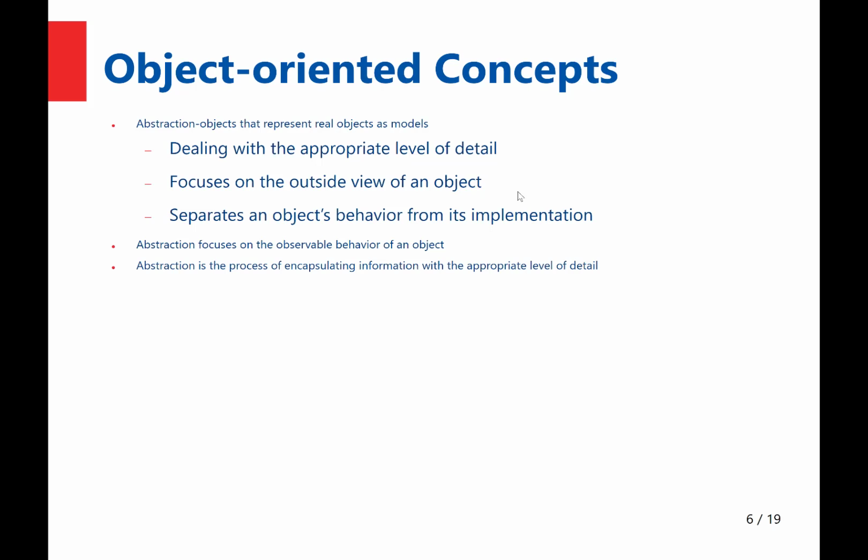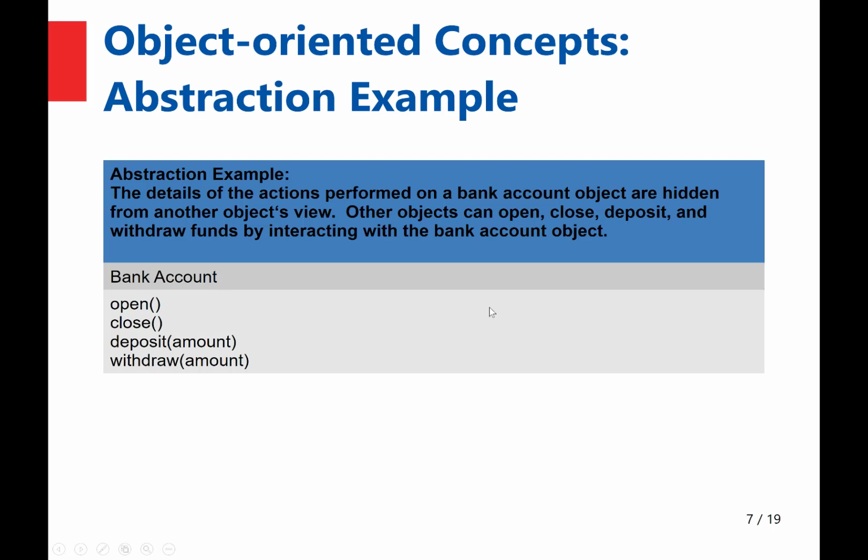Now, we're talking about abstraction, and this slide doesn't bring a lot to the forefront for us. However, in the next slides, we will make this slide make some sense. So, an example of abstraction. As I said, we focus on the actions that are performed on an object. In this case, we have a bank account, and a bank account object can be opened, it can be closed, money can be deposited and withdrawn.